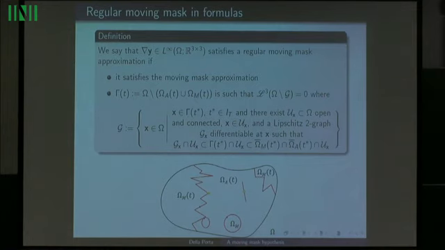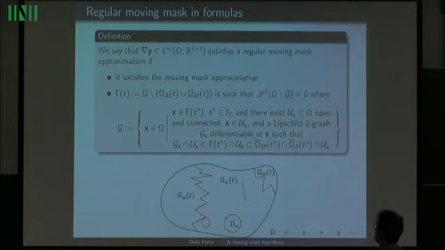So we say that our microstructure, or our deformation gradient representing a microstructure, satisfies a regular moving mask approximation if it satisfies a moving mask approximation, and on top the interfaces given by what is not in austenite and not in martensite satisfy this further condition. That means that the set of good points that I will tell you about in a second has full measure. So almost every point is a good point.